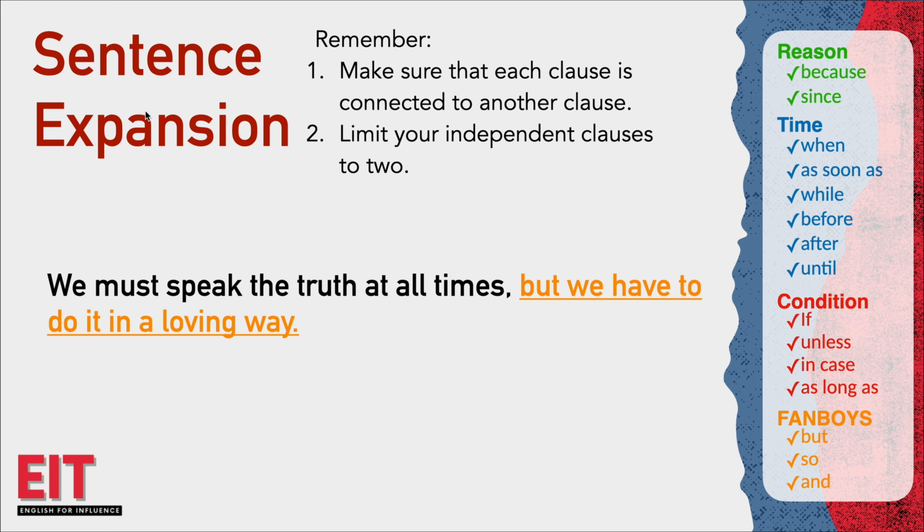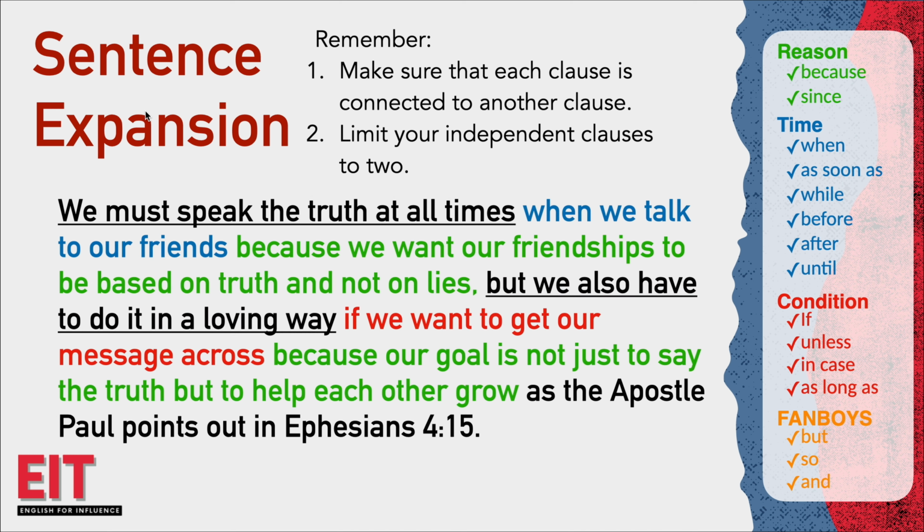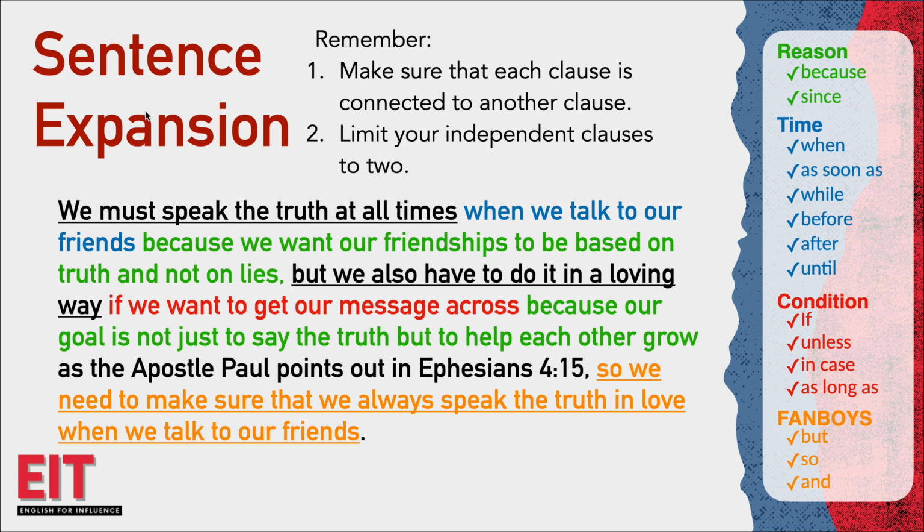So let's go back to our example. If you want to add another independent clause, we can do it this way. We can add a "so" clause. We must speak the truth at all times when we talk to our friends because we want our friendships to be based on truth and not on lies. But we also have to do it in a loving way if we want to get our message across, because our goal is not just to speak the truth but to help each other grow, as the Apostle Paul points out in Ephesians 4:15. So we need to make sure that we always speak the truth in love when we talk to our friends.